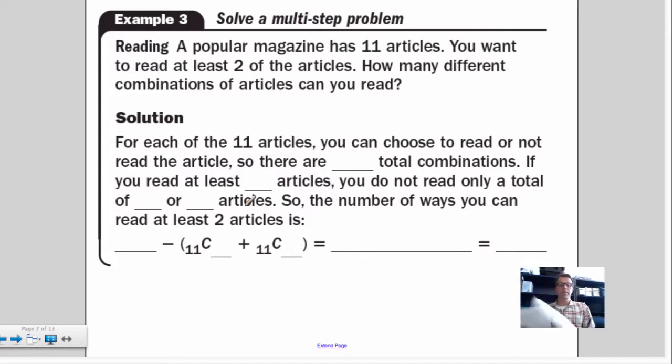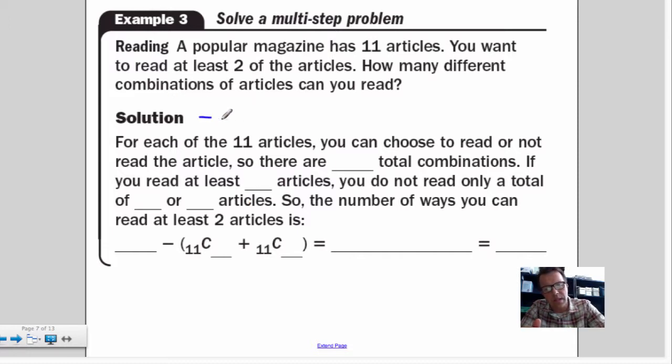So next one, a popular magazine has 11 articles. You want to read at least 2 articles. How many different combinations of articles can you read? Well, because you want to read at least 2 articles, you want to take away the times where you don't read any articles or you only read 1 article. So how many ways could you pick to read 11 articles?